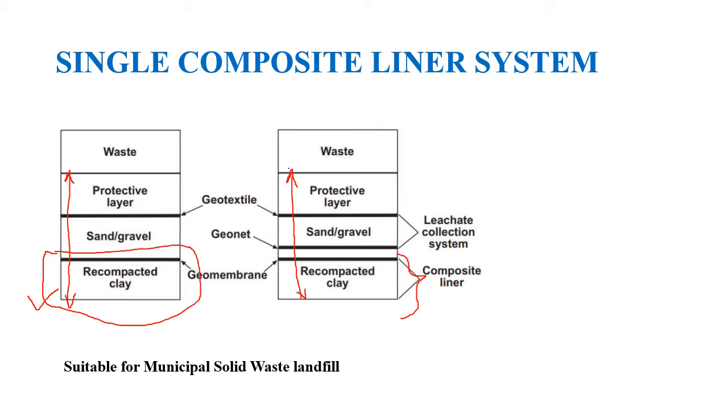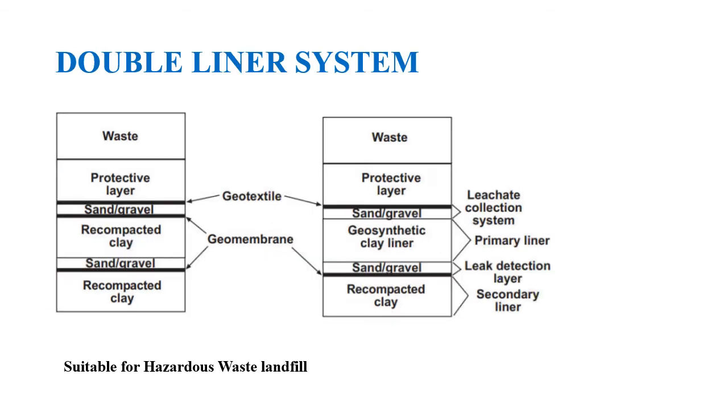Now let's move on to the third type of liner system. The third type of liner system is called a double liner system.